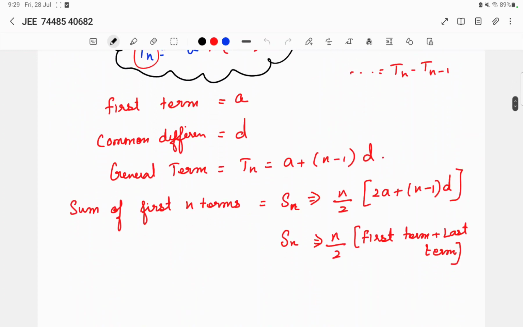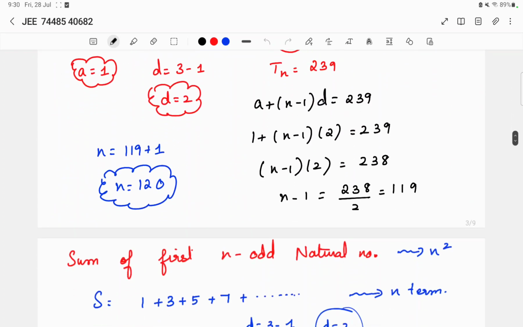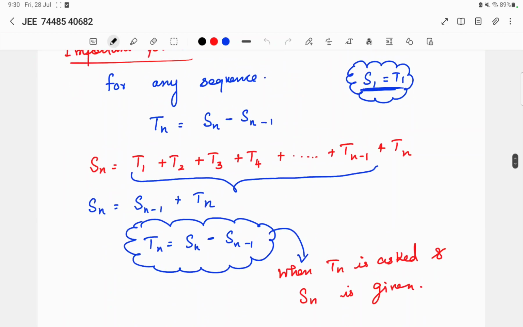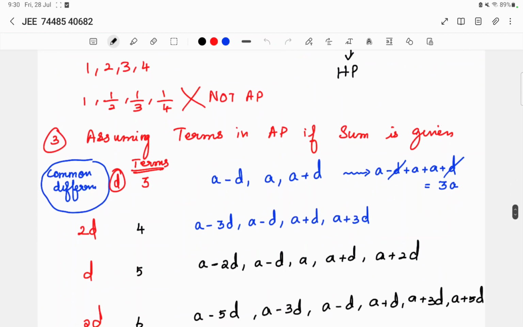So in this first term is A and common difference is D, and general term we got that is A plus n minus 1 into D, and sum of first n terms also we got, n by 2, and we have proof for that also. So we have seen this one. Next important points, Tn can be written as Sn minus Sn minus 1. So those things we have seen.